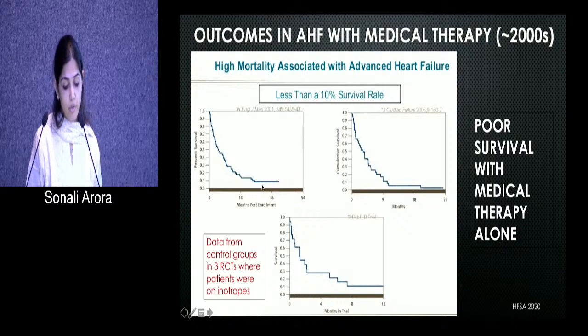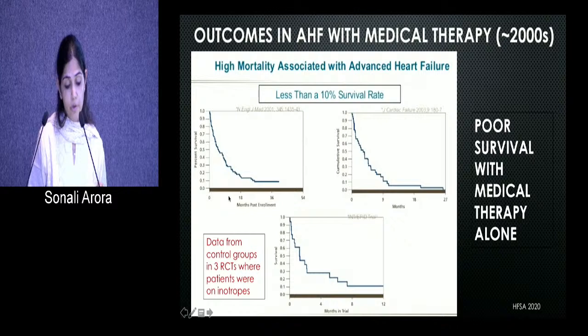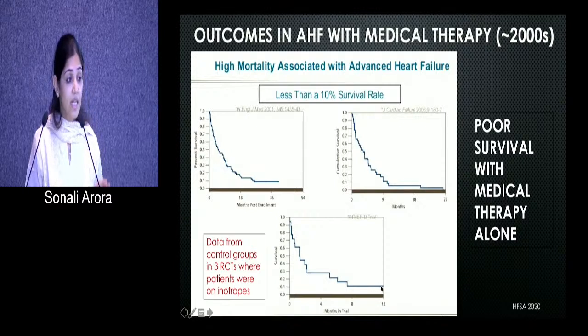This is data from control groups in 3 RCTs. The x-axis is months, or time from post-enrollment or post-diagnosis, and this is the percentage survival, which is 1 here. And as the months are going by, at 2 years, the survival is between 0 to 10%. At 27 months, the survival is less than 10%. At 12 months, the survival is between 10 and 20%. So once you have reached advanced heart failure, the mortality is really high. And that's why we are here talking about this.